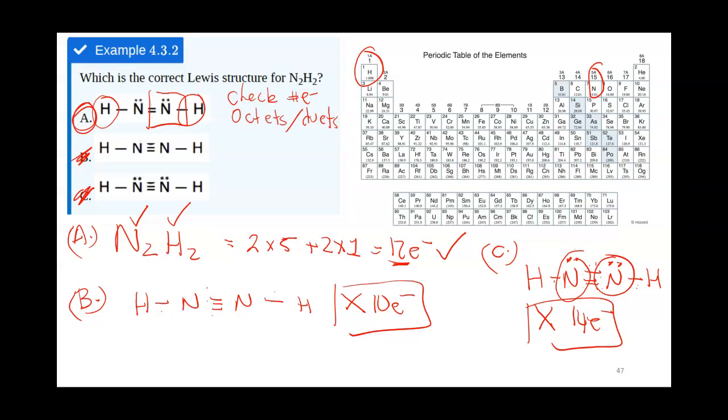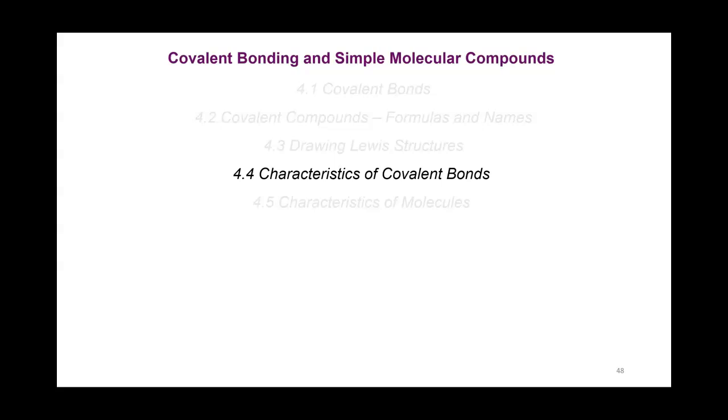So if you do decide that A is the correct option, you should always check the other ones. And like I was saying, the two things you always want to check are that the total number of electrons adds up to the correct number, and that the atoms that are not hydrogen have an octet, and hydrogen has a duet. Okay, so that concludes section 4.3 regarding drawing Lewis structures.